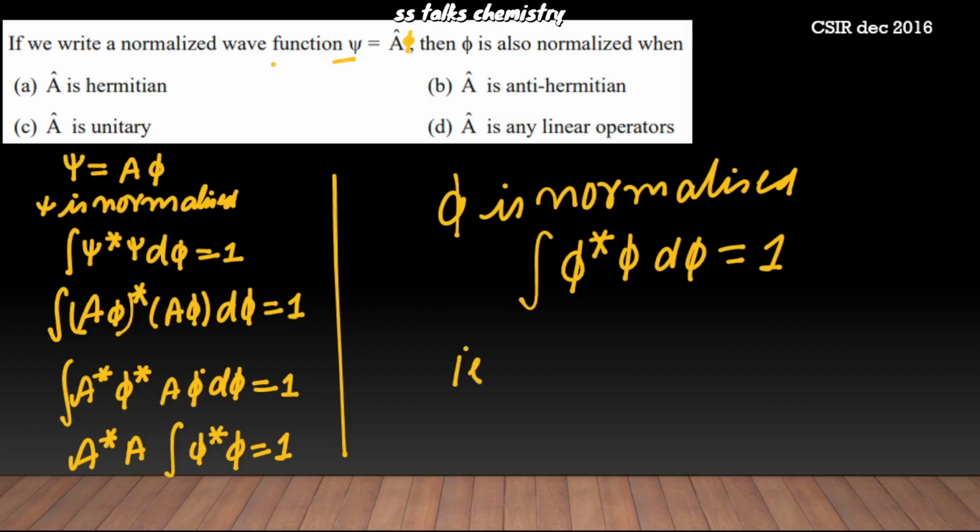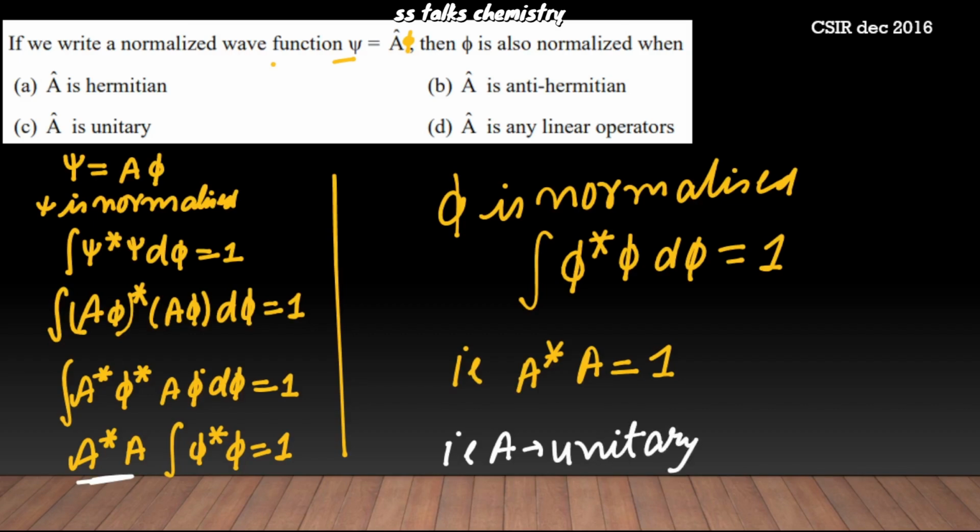That is, the value of A star into A should be equal to 1, then only this condition will be satisfied, right? Because if this becomes 1, then this scenario will be possible. So that means the A value should be unitary. It should have the value one, only then this condition will be satisfied. So based upon this, option C will be the right answer.